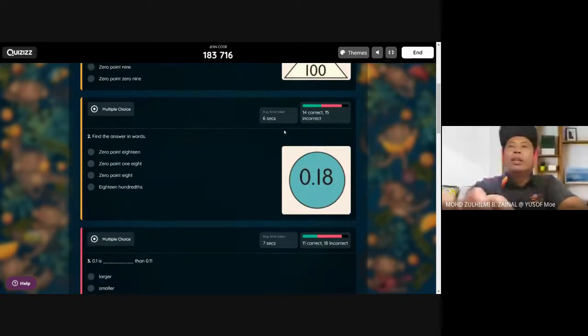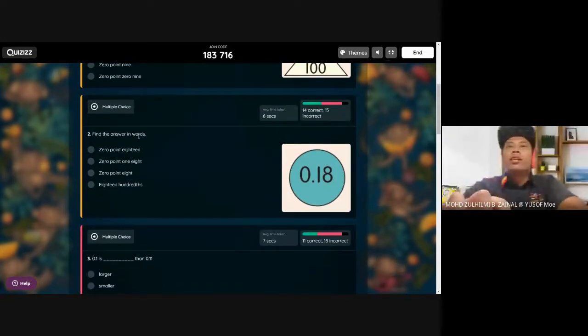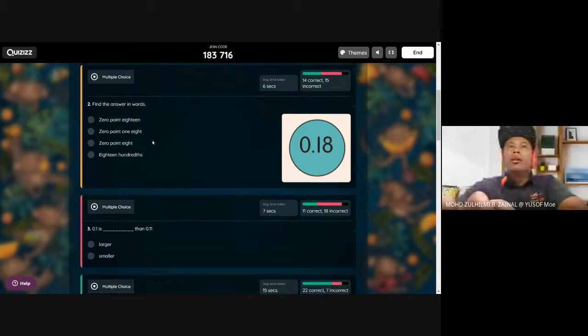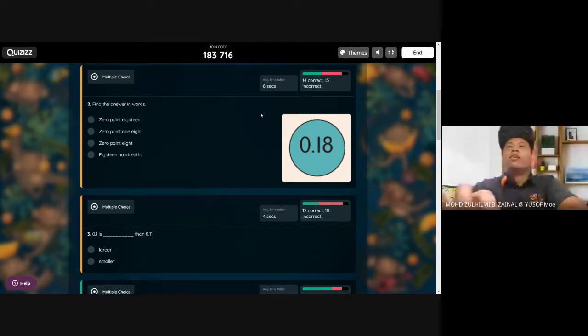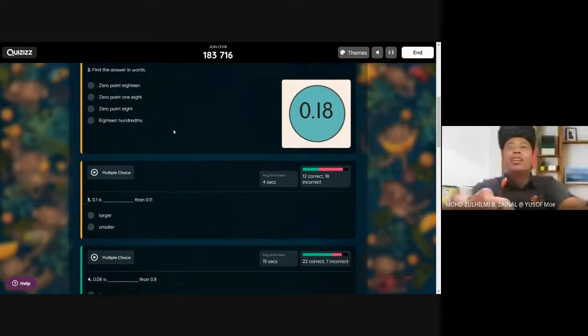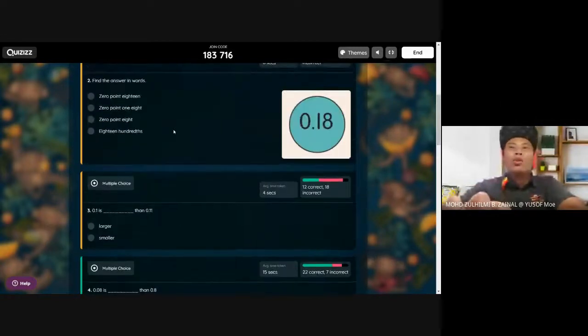Okay. Second question. Multiple choice. Okay, find the answer in words. Kalau macam ni soalan ni 15 of you are incorrect. Wow. 0.18. Apa yang susahnya? 0.18. Baca satu bukan 0.18. Siapa yang tulis 0.18 tu naiklah. Make sure to know how to answer.